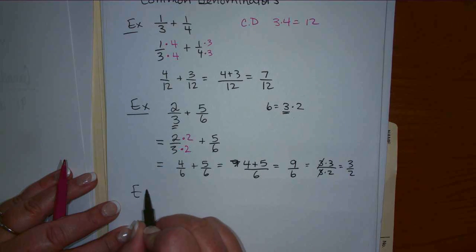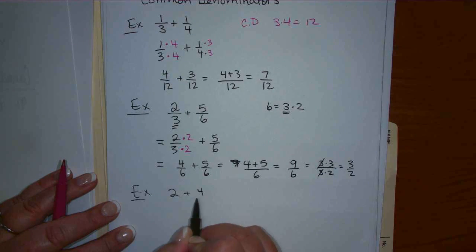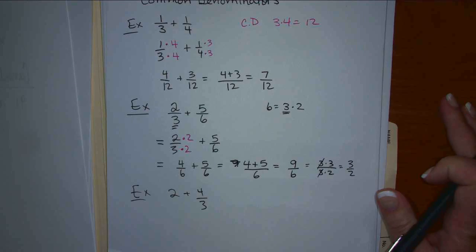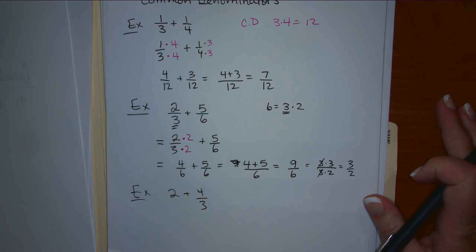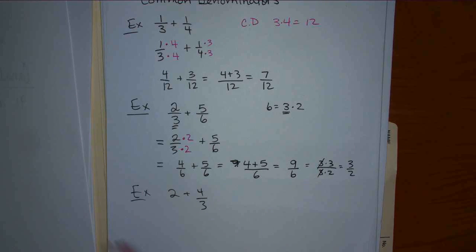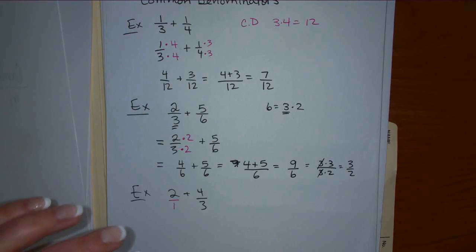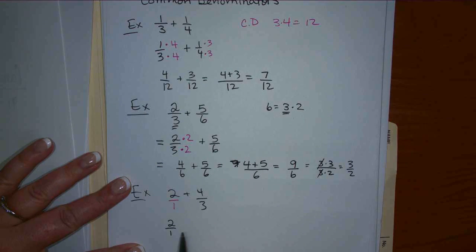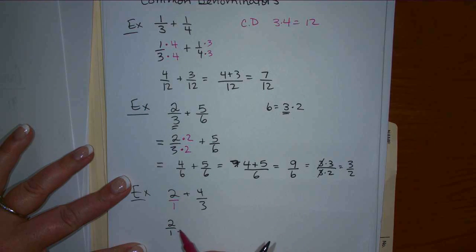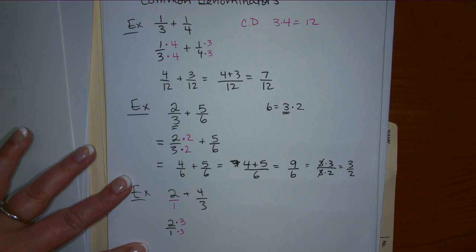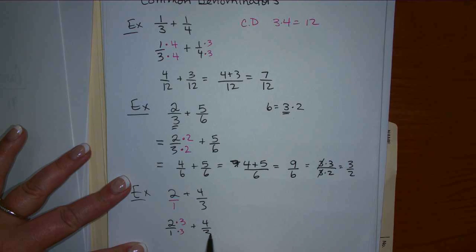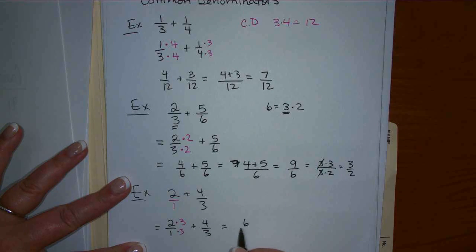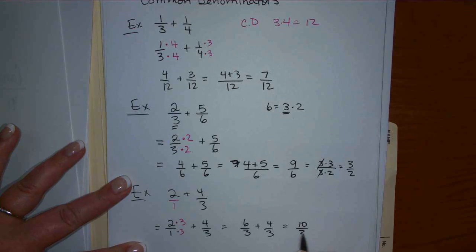Okay, now what about if we have something like this? It's like having a 2 over 1, so we do the same thing. We're going to take this first fraction, and we want the bottom to be 3, so we can multiply this by 3. We'll leave the second one alone. So 6 over 3 plus 4 over 3, just 10 over 3. And that doesn't simplify.